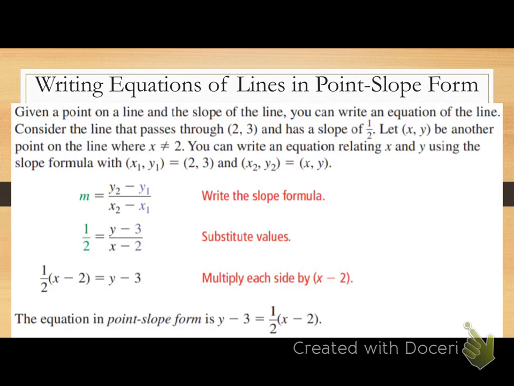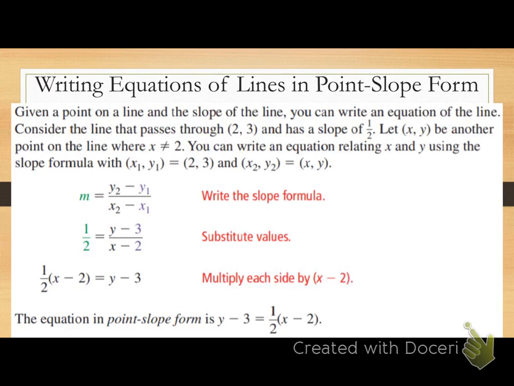What's our slope formula? y2 minus y1 over x2 minus x1. So using the slope formula with (x1, y1) being (2, 3), and (x2, y2) being this other point, (x, y). If I plug everything in, my slope's 1/2. y2 is just y, y1 is 3, so y minus 3. x2 is x, x1 is 2, so x2 minus x1 is x minus 2. Then you can multiply both sides by x minus 2 to cancel out that fraction, and this actually gives us point-slope form.